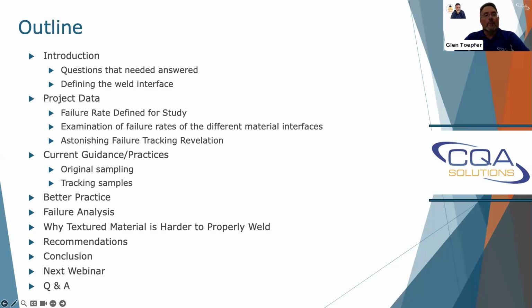So the project data, what defines a failure rate, there's different ways of looking at them. Examination of failure rate, so the different material interfaces. And then what was quite astonishing is a tracking revelation that I'd like to share with everybody. Then we'll move on to the current guidance practices and really for your destructive sampling, the guidance for original sampling and then tracking. And there's some things that definitely need better practices.